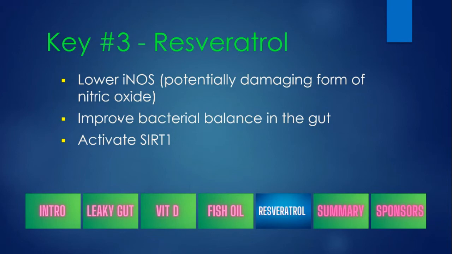Again, Wellington and colleagues did this review paper, and I've got a link to it in the references. But it improves bacterial balance in the gut. It helps us support the bacteria, which we want, right? We want this bacterial balance. This is important for GI tract health, systemic health, immune health. It's critical. And then it also activates SIRT1, the sirtuins.